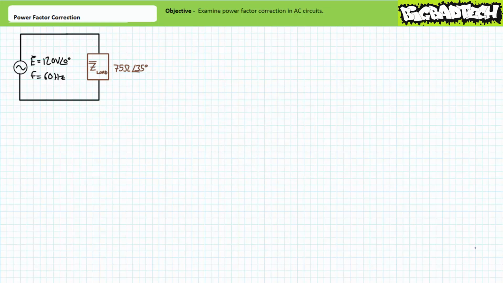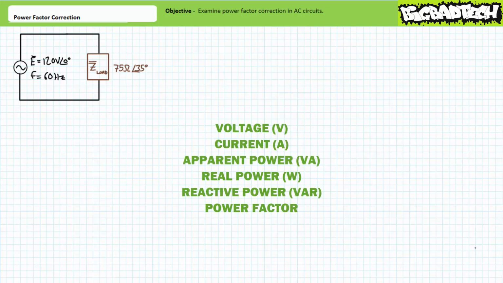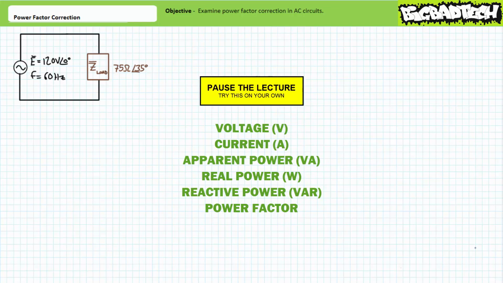As a preliminary exercise for our discussion about power factor correction, consider a 120 volt 60 Hz AC source, an electrical load modeled as an impedance of 75 ohms at an angle of 35 degrees at this particular excitation frequency. See if you can solve for the voltage, current, apparent, real, and reactive power, as well as the power factor for the electric load in the present configuration. By all means, pause the lecture and try this on your own.